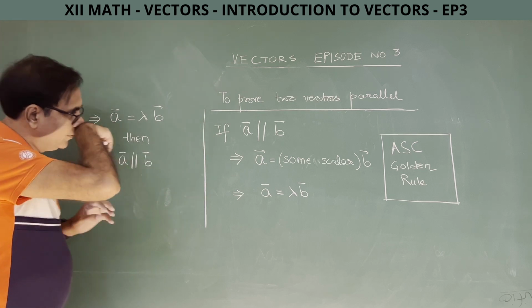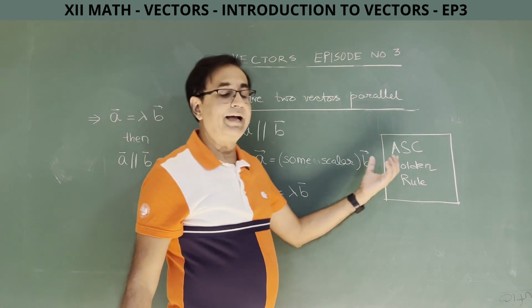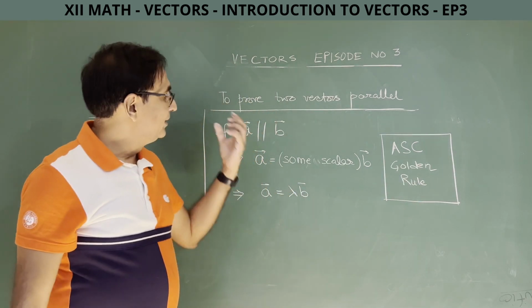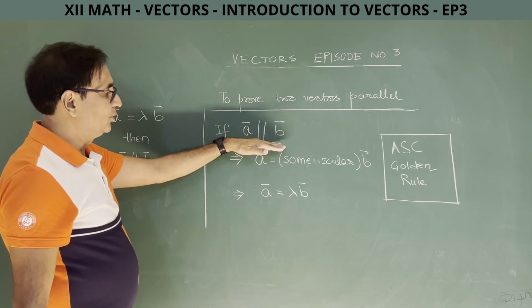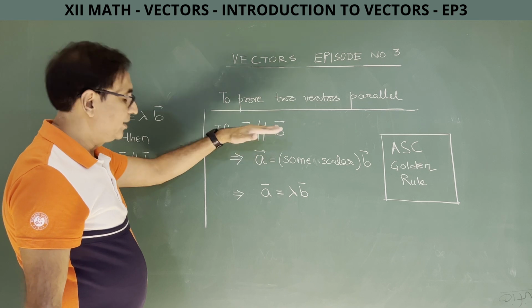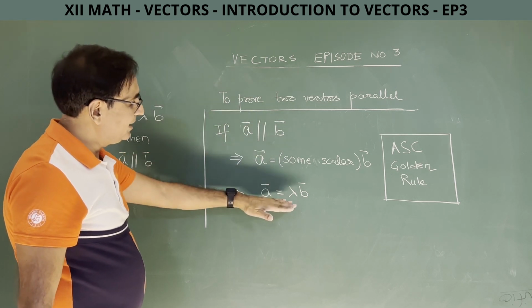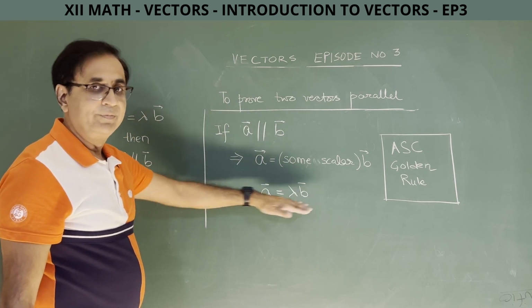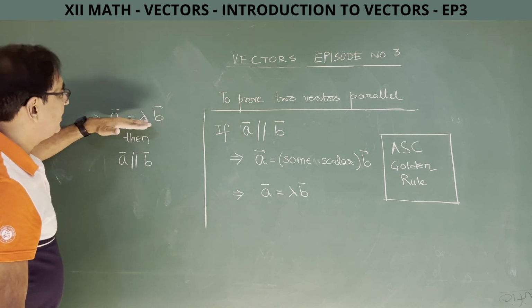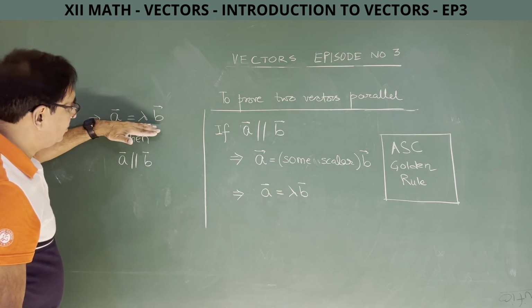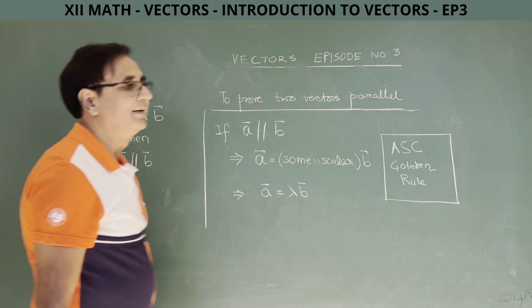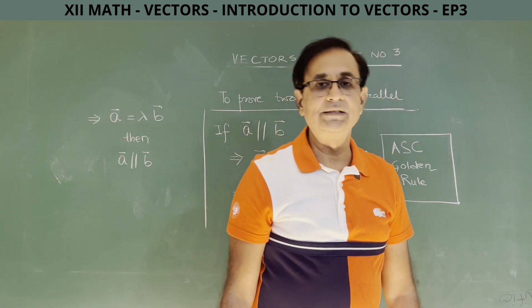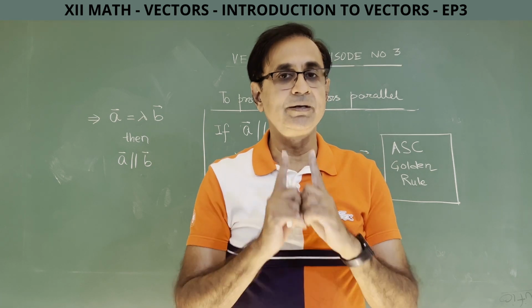So, this theorem, which I am going to now refer to as the ASC golden rule, will be used in both the directions. If it is given to me A is parallel to B, I will write down therefore A is equal to lambda B. If I prove, or it is given to me that A is equal to lambda B, lambda means some scalar, maybe positive, negative, then I will draw an inference, they are parallel to each other. Please do remember this theorem.